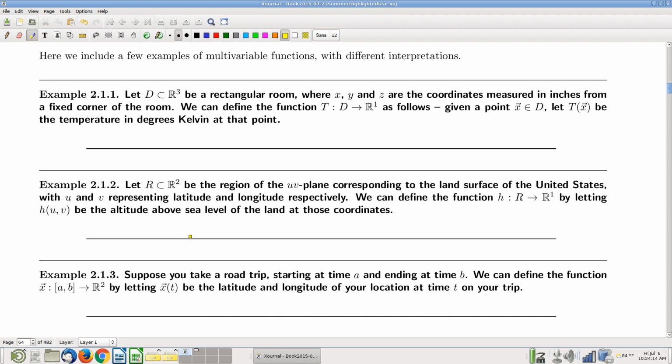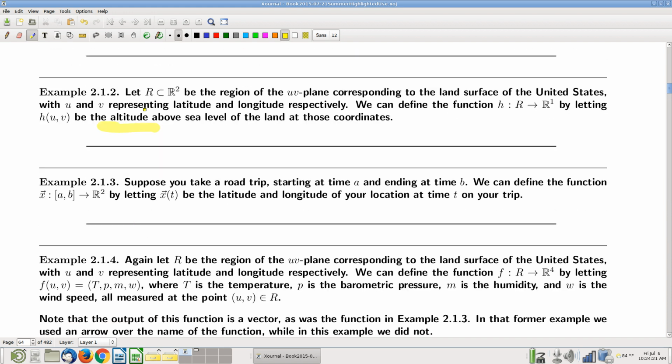I'm going to let you guys read them. You can think about altitude as a function of longitude and latitude. You can think of location as a function of time. If you're taking a road trip, driving around, you give me a time, I can tell you x, comma, y, longitude, latitude, where was I at that time.